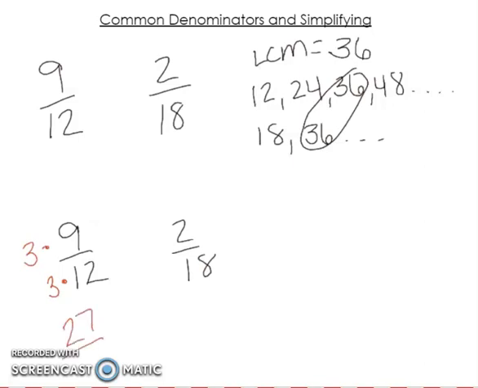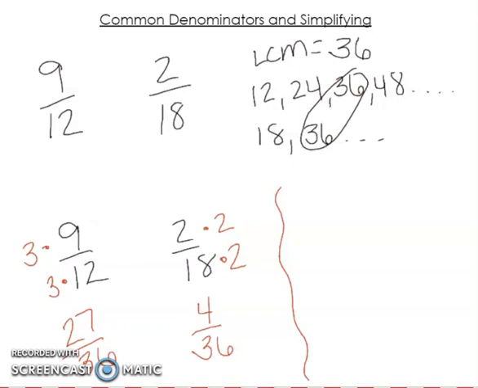So it'd be 27/36. And then, okay, 18 times what would give me 36? Well, 18 times 2. Do that to the top 2, and I'd get 4/36. And so then I have common denominators.